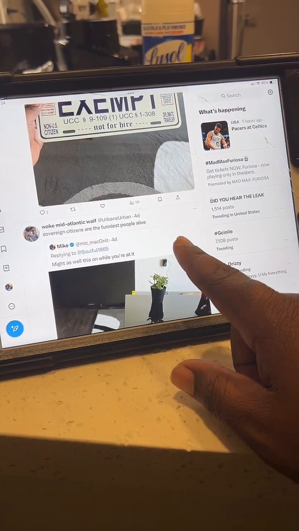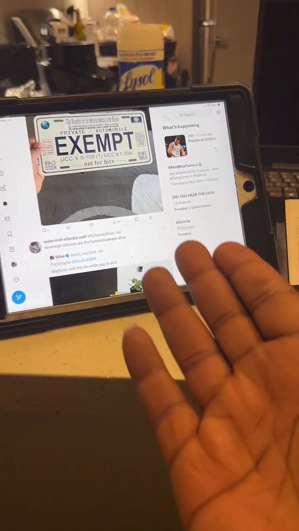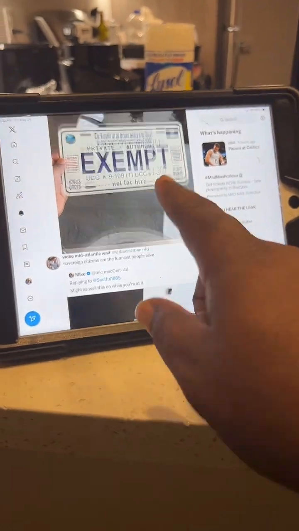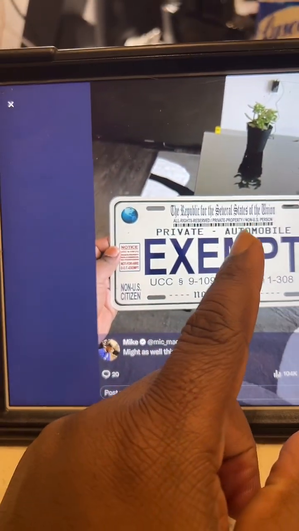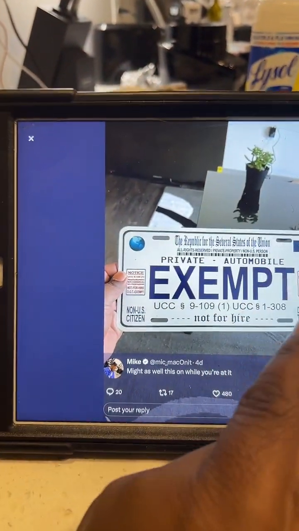Like, these people are just talking nonsense, bro. What did I do to y'all other than post a plate? How the hell does this make me a sovereign citizen? Look at the plate. It says the Republic of several states of the Union, all rights reserved, private property, non-U.S.